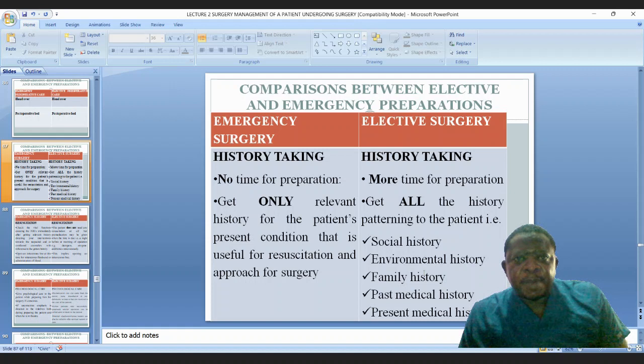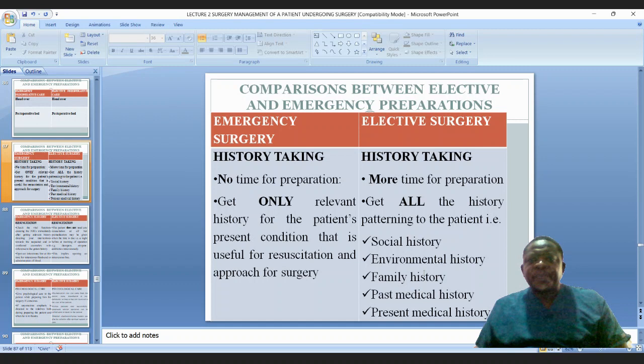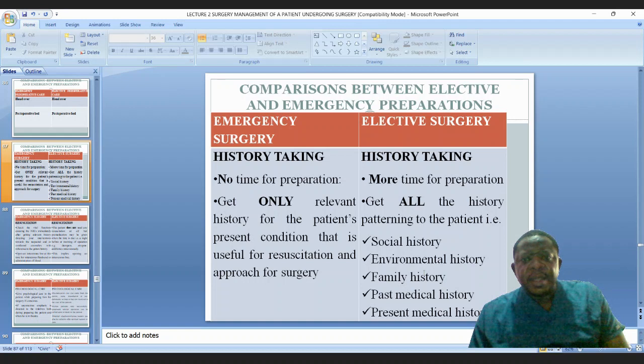So just to expand a little bit more on what we have just been saying, how emergency surgery and elective surgery are similar. With elective surgery, we're just looking at general pre-operative care. History taking: in an emergency situation, there's no time for preparation. Get only the relevant history for the patient's present condition that is useful for resuscitation and approach for surgery. But when you're talking about elective surgery, there's more time for preparation. You can get all the history pertaining to the patient, that is social history, environmental history, family history, past medical history, present medical history. So you have all the time to get all that. In an emergency situation, you only get vital history that will help you to conduct the procedure, whilst in elective surgery, it is a little bit more comprehensive history that you can get.